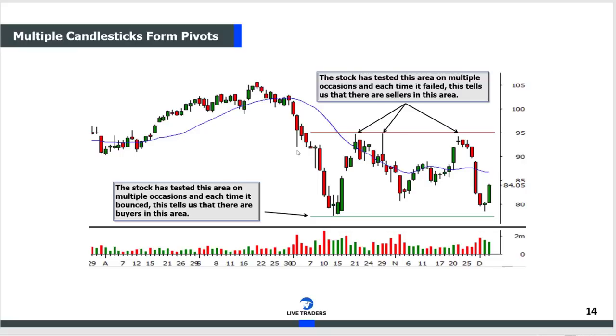Now note the bottoming tails right here. See the support? The stock should have probably held here. It was extended into support and it didn't hold. Hey, man, support breaks too sometimes. Okay? You got that wide range bar with a bottoming tail on volume, bottoming tail right here. Okay. Drop, drop, drop, drop.